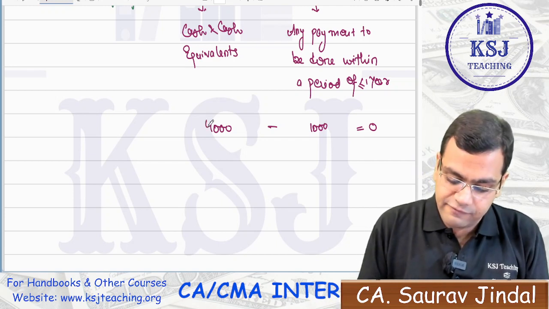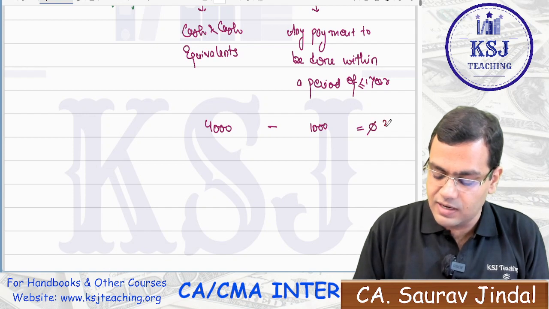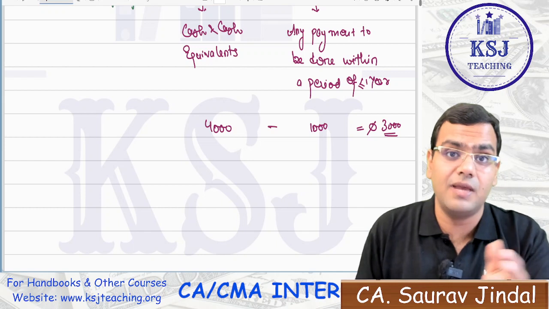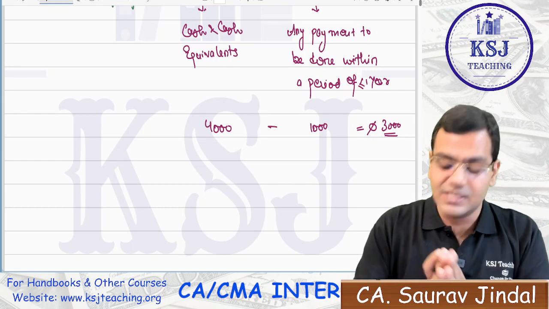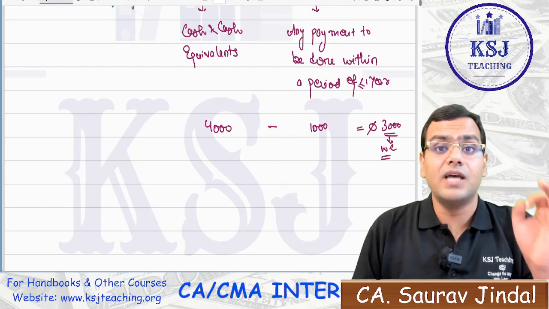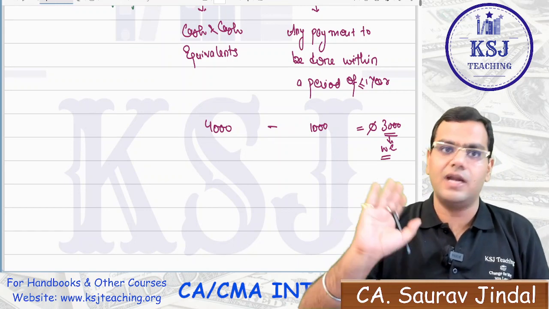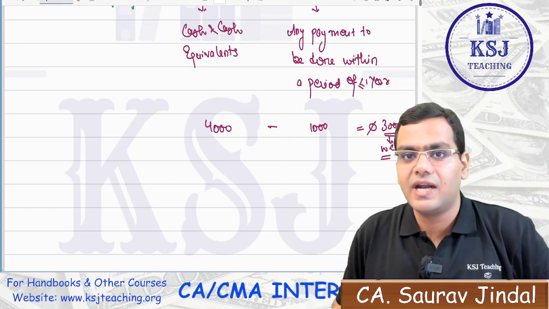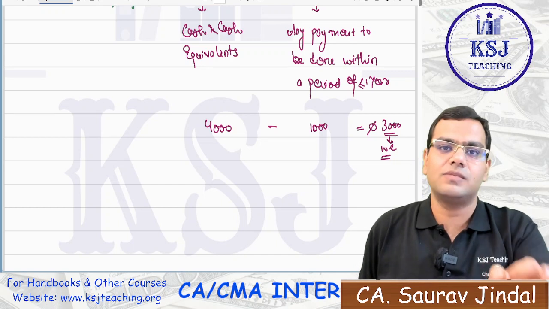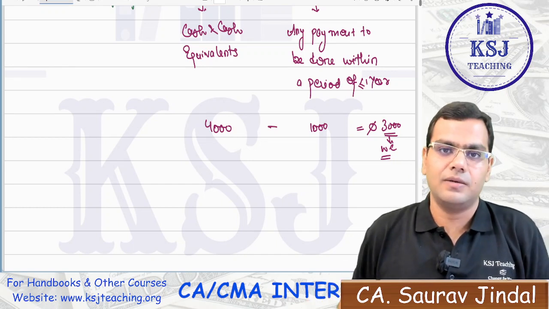Now, if you have 4,000 here, after paying 1,000 rupees, what you will be left with is 3,000. Now, with this 3,000, you will be able to meet your day-to-day expenses. This 3,000 is what? This is your working capital. That is the amount that is left in your pocket after paying off your current liabilities, and with that amount you will be able to meet your day-to-day expenses. That is what is known as working capital.